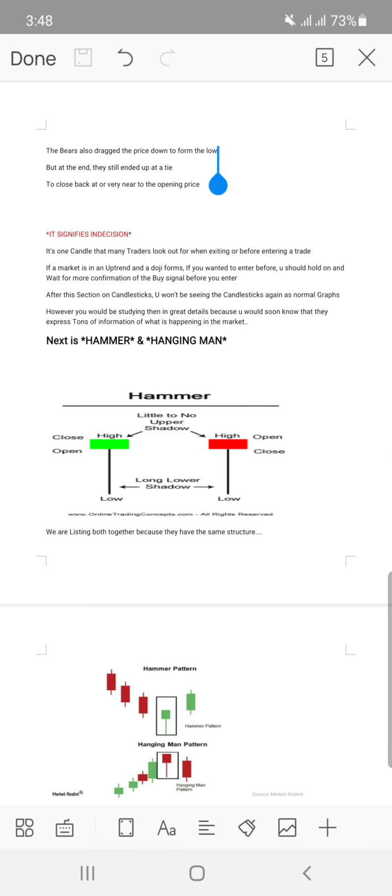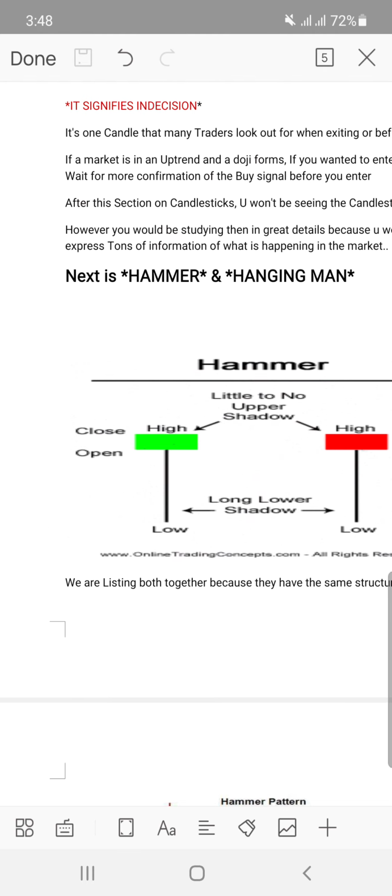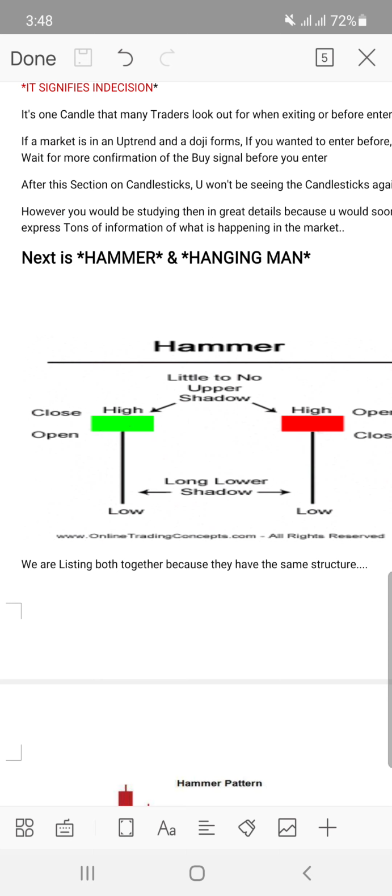Okay. The next pattern we're going to be talking about is the hanging man pattern, the hammer and the hanging man pattern. Now, this is how the pattern of a hanging man or hammer is. They have the same structure. That is, they have a small body with an open and a close, then the high. Now, what makes the hammer and the hanging man different is the location you see them.